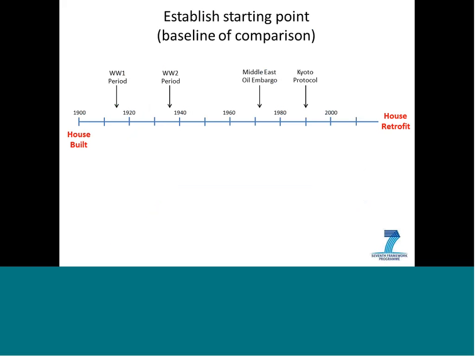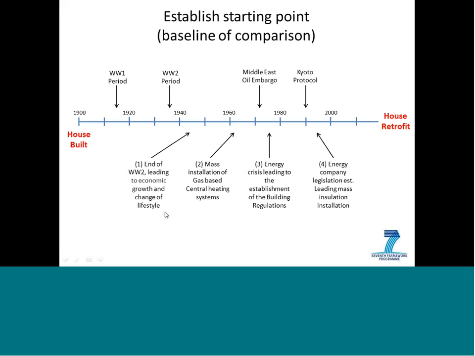Now, in relation to the establishment of a starting point, this is a bit of a grey area because one of the main questions which was asked in our project was, where do we start from? What is the baseline? What do you base your 80% saving on? Well, if we look at the past century from when the houses were built in the 1900s, there have been about 4 significant periods which have actually affected our houses, these being the World Wars and the energy crisis which has currently occurred.